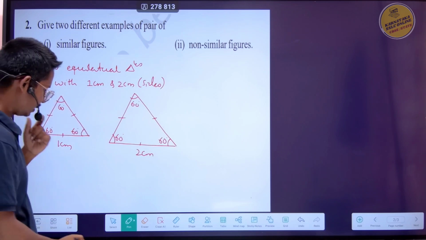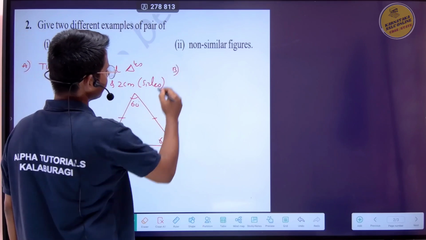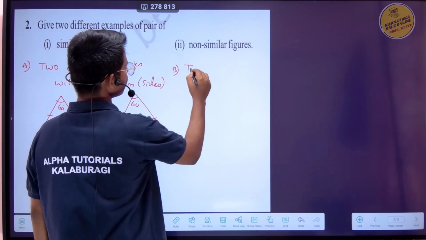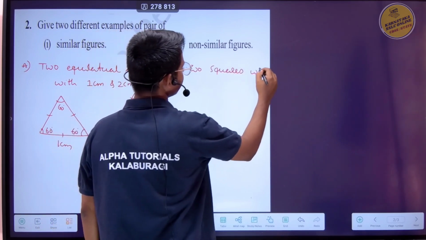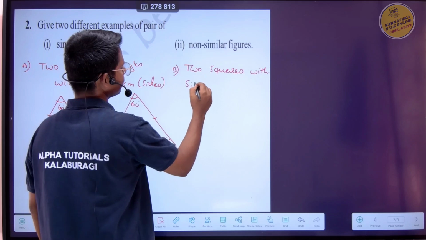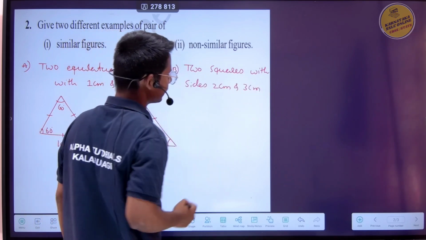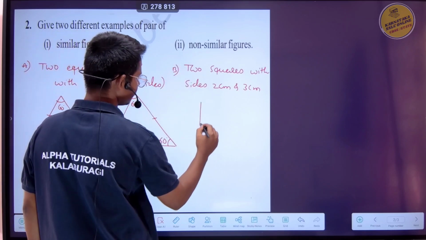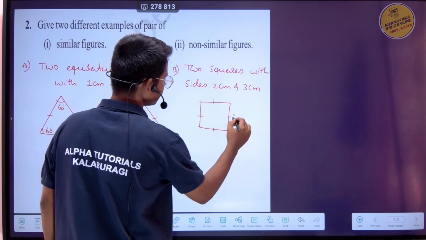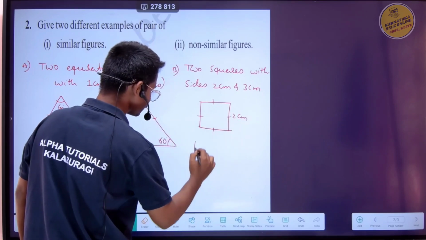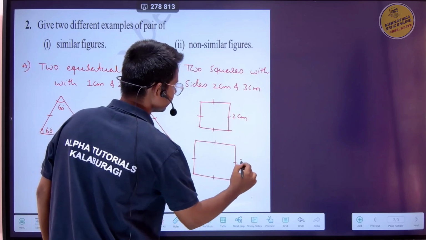And one more example, shall I give a square. So the second example I'll write here. I'll take two squares with sides of 2 centimeter and 3 centimeter. I'll take one square, all sides are equal, so each side is 2 centimeter, and I'll take one more square with each side 3 centimeter.